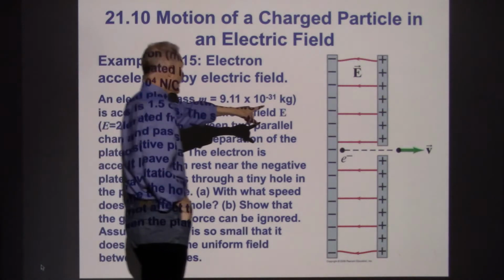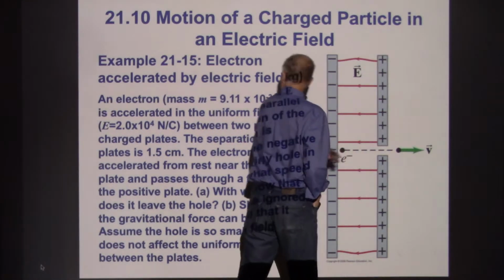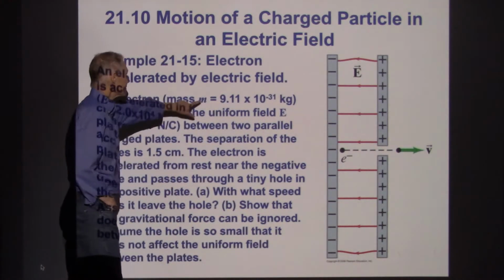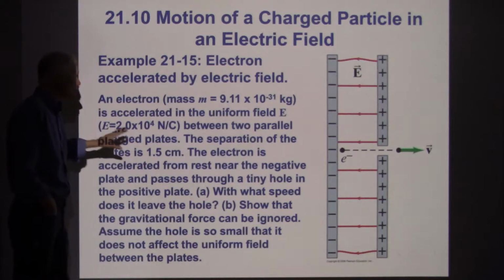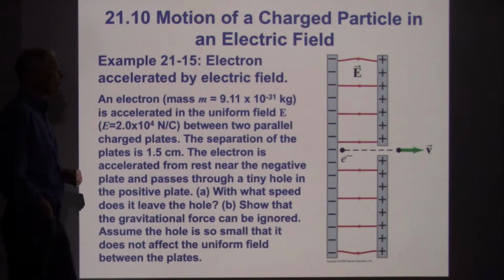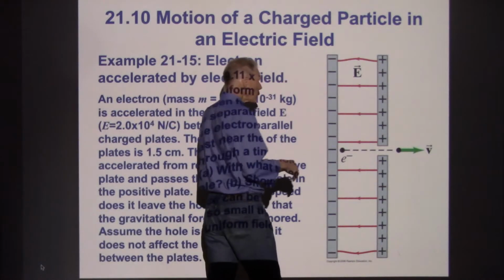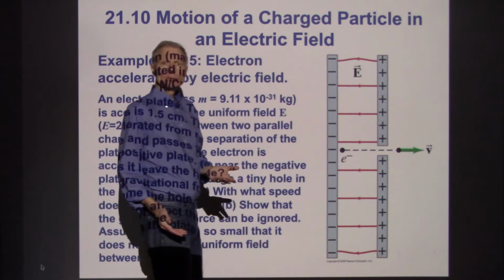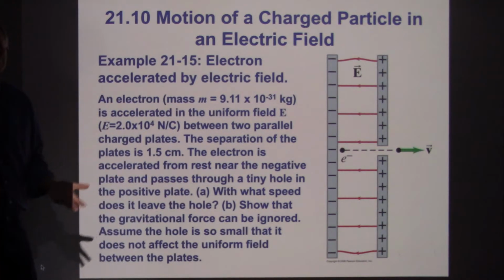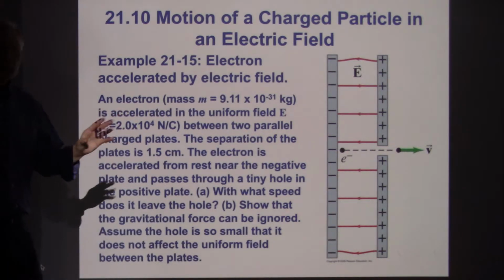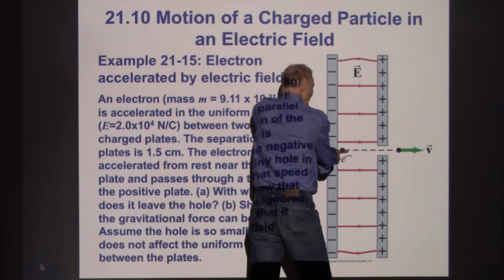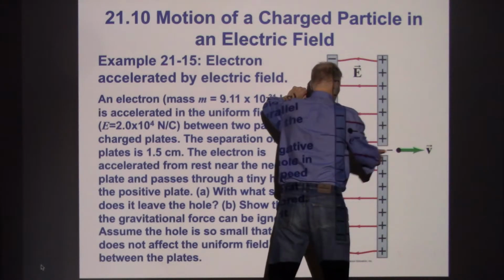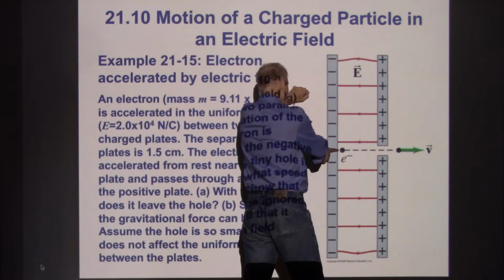So here we go. We've got those plates set up again. We have this uniform electric field set up. Let's see what they're telling us. They give us the mass of the electron. They say there's 1.5 centimeters between the plates. So what's going to happen is we're going to generate a beam of electrons. For some device that we're going to use to measure properties of whatever, we're going to get a beam of electrons, with electrons basically at rest.